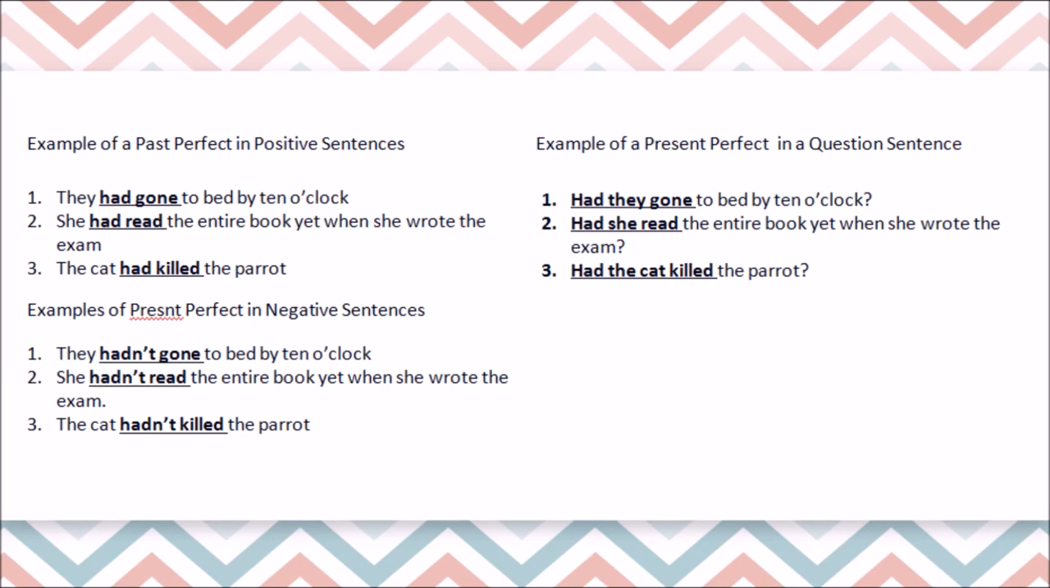Example of past perfect in negative sentence. They hadn't gone to bed by 10 o'clock. She hadn't read the entry book yet when she wrote the exam. The cat hadn't killed the parrot.